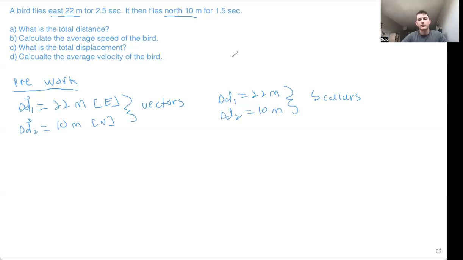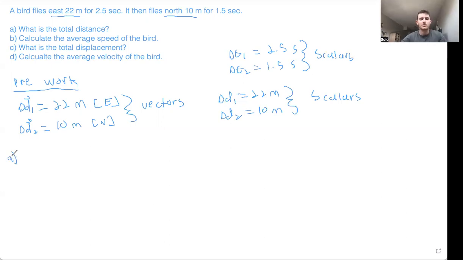We also have delta T1, which is 2.5 seconds, and delta T2, which is 1.5 seconds. And those, of course, but I'll write them here, are scalars. Because time, always a scalar, only has a magnitude. You can't have 2.5 seconds east. It doesn't make any sense.